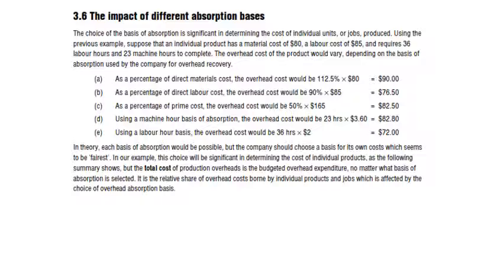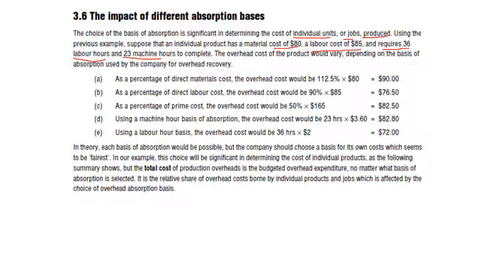So for example, the choice of basis of apportionment is significant in determining the cost of individual units or jobs which were produced. Using the previous example which we have seen in our previous slide, suppose an individual product has a material cost of $80, labor cost $85, and requires 36 hours of labor and 23 hours of machine time to complete that product. So we have some information, and on the basis of it we can calculate our FH.